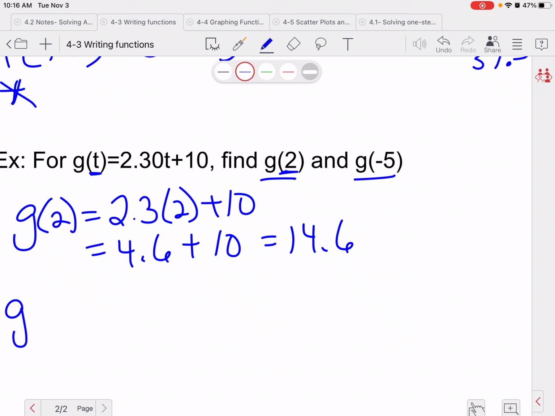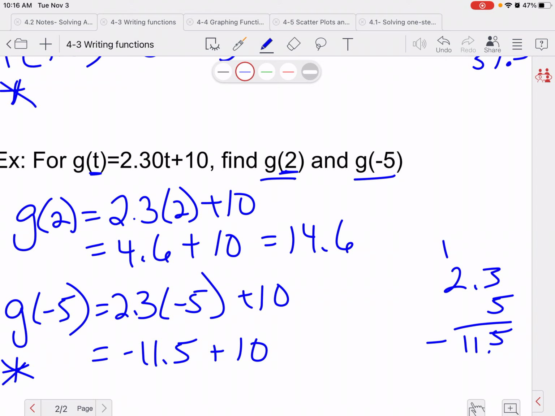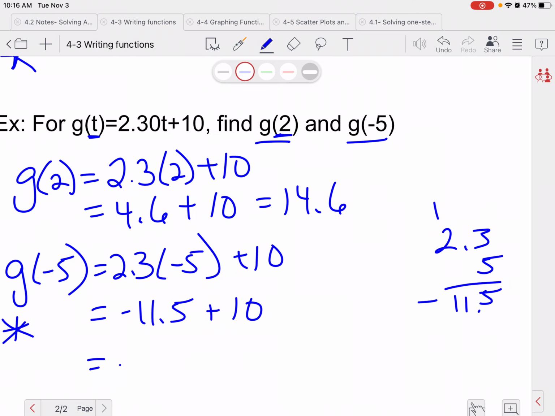Okay, g of -5, go ahead, why don't you try that one? So we have 2.3 times -5 plus 10. Again, I'm just going to do my math off to the side here. 3 times 5 would be 15, carry my 1, 10, 11, and it'll be negative, move my decimal over 1, so negative 11.5. Plus 10, and when we add that, we're going to get negative 1.5.